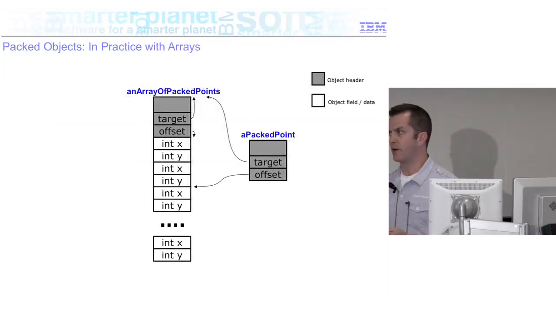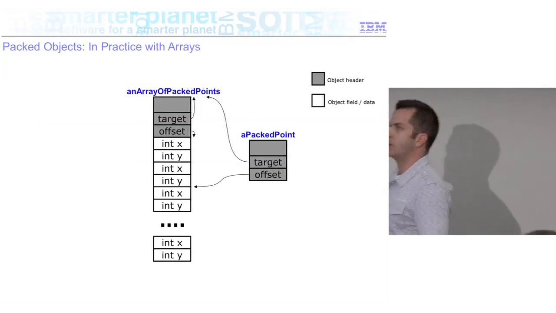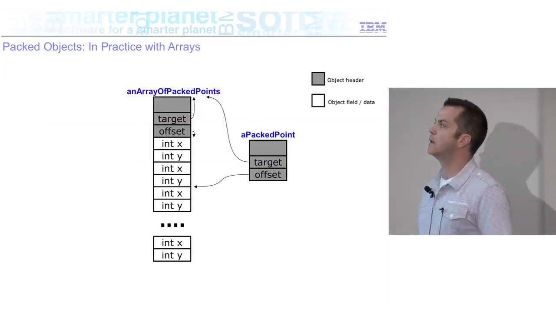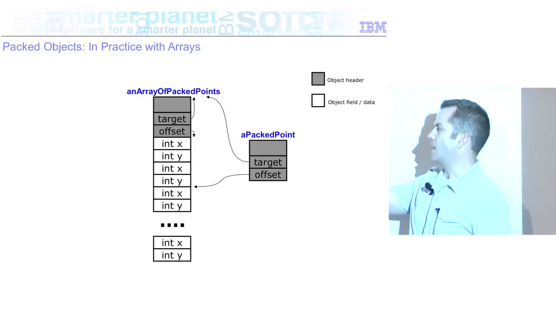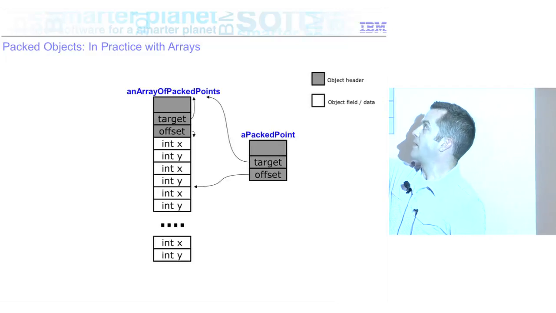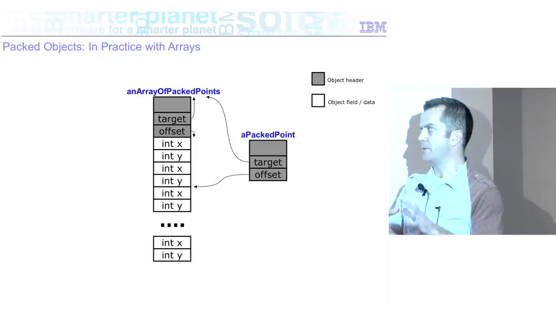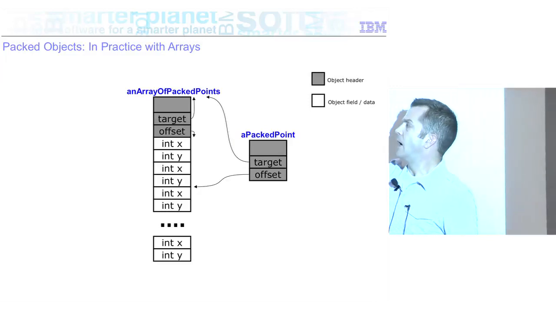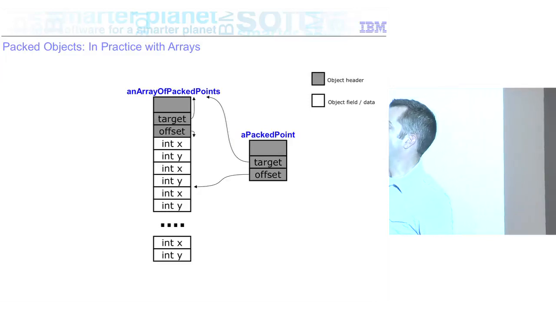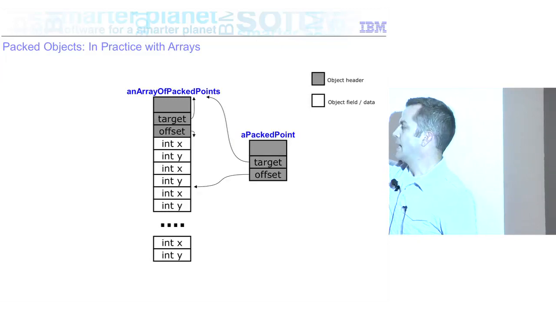I wanted to get back to the overhead of the header too. If you had an array of packed points, this is where you end up amortizing the cost. Arrays actually form a really fundamental part of packed objects in general. But here in particular, you can see where the amortized cost of target and offset, and the header in general, ends up being spread throughout.